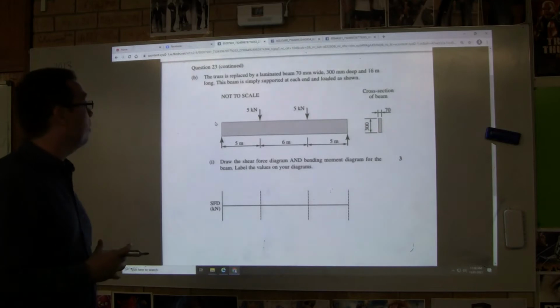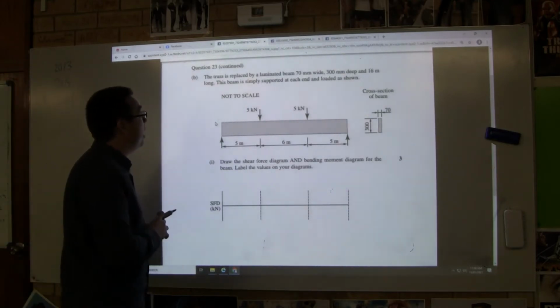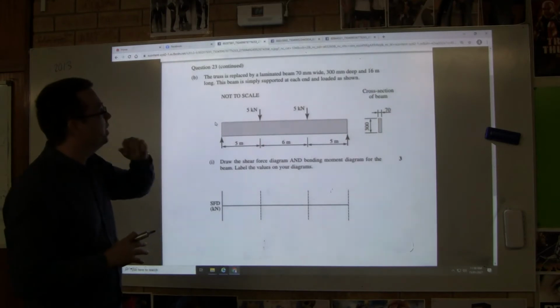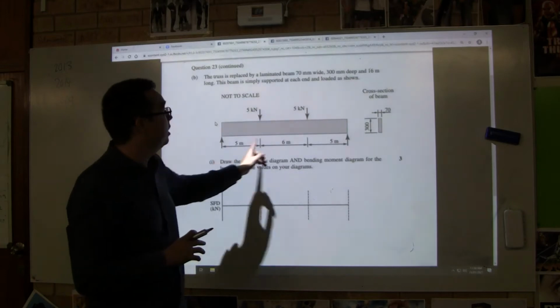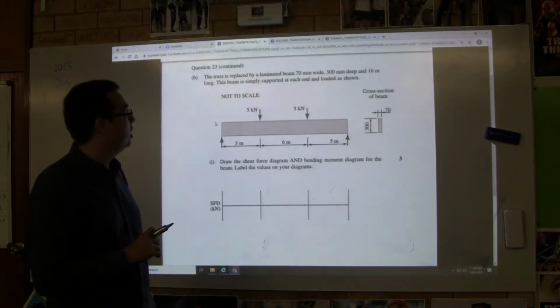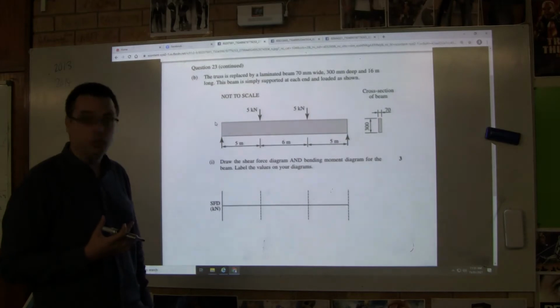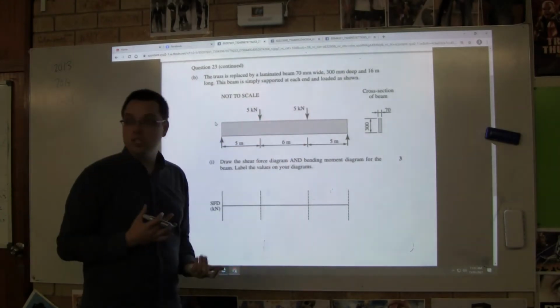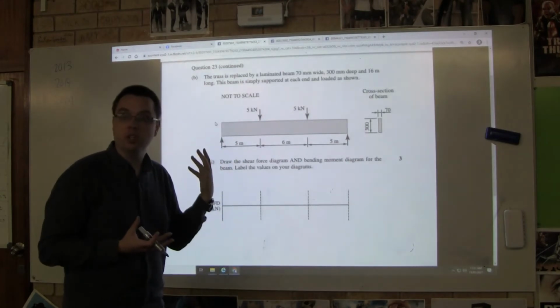So the first question I have here is from 2013, and what it says here is that we have a laminated beam. It's 70 millimeters wide, 300 deep, and it's got a span that is 16 meters long. It's simply supported at each end and it's loaded as shown. Okay, so that's fine. We're happy with that. Now, the reactions are very, very easy for us to solve, right? If it's a total of 10, it's symmetrical, so it's going to be half on each side, 5 on each side. That's pretty easy, right?